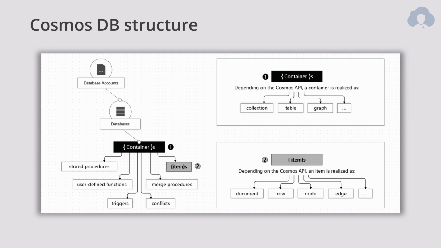Two things that I want to highlight here are, first of all, containers contain something different depending on the API. So if you're choosing Gremlin, that's going to be a graph. If you're choosing SQL, that's going to be a collection. If you're choosing Table, that's going to be table storage. And again, depending on what API you chose, the items will be either rows or documents or nodes or edges. So the choice of the API is very critical for designing your Cosmos DB.